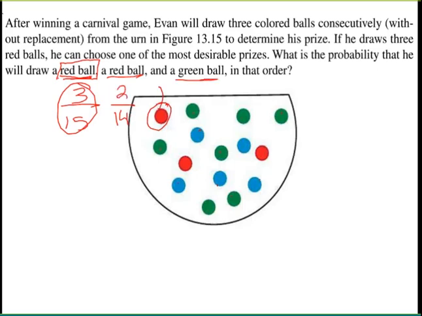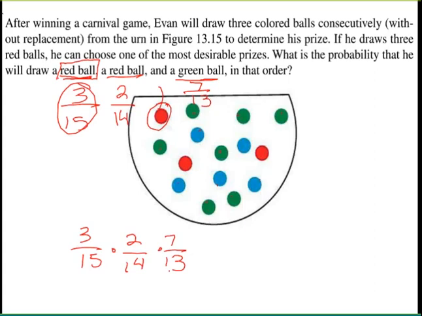The last one says, all right, well, what about a green ball in that order? Well, now here, 14 is now a 13 because there's only 13 balls left in there. And how many green are there? 1, 2, 3, 4, 5, 6, 7 different green ones. So the odds of me doing this, or not me, Evan, 3 out of 15 times 2 out of 14, and then times 7 out of 13.